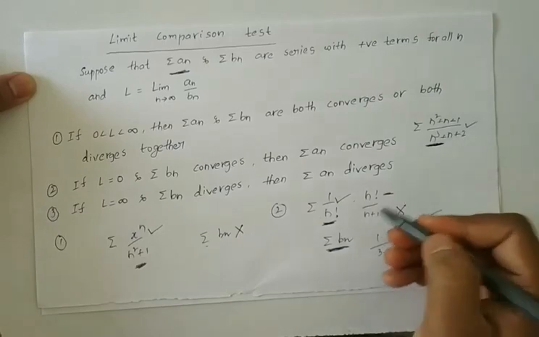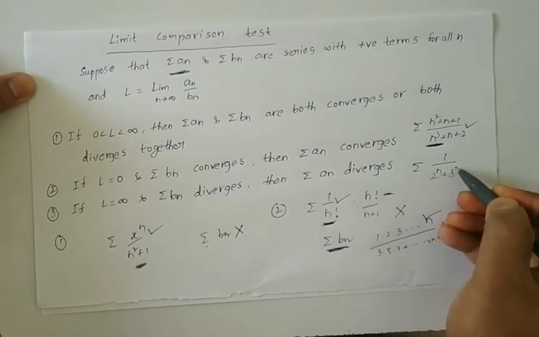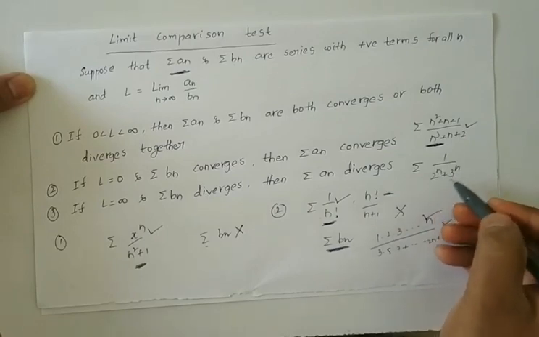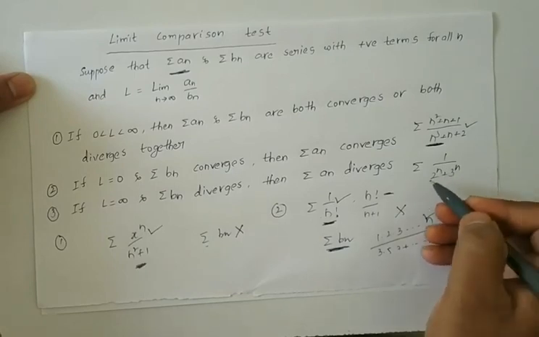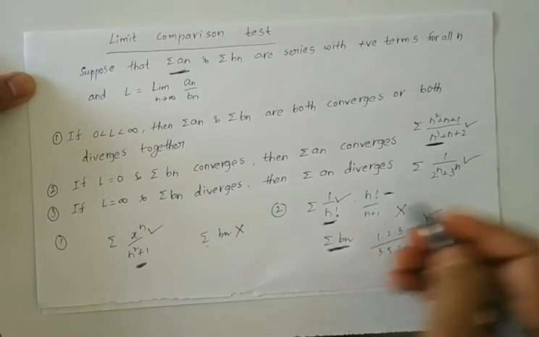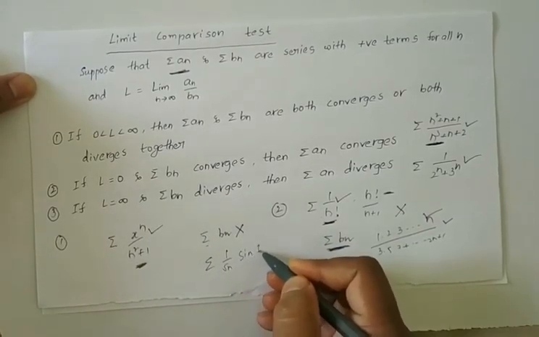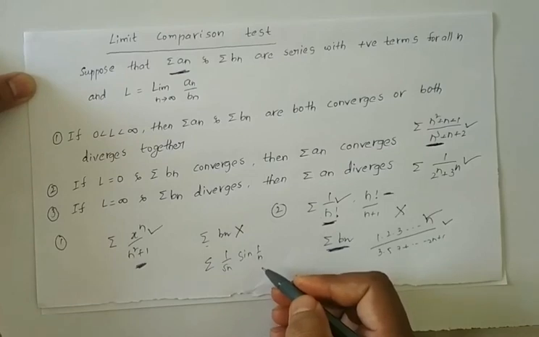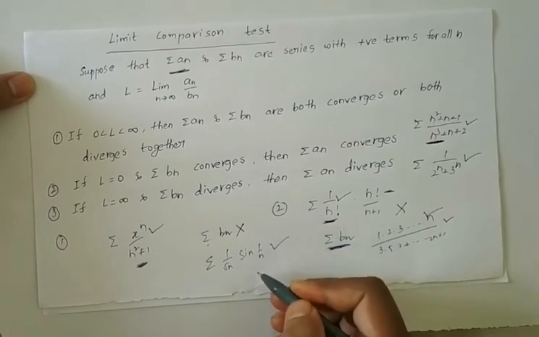Next, for example, summation 1 by 2 power n plus 3 power n. Here you see it contains finite powers of n, 2 power n, 3 power n. So this problem also you can apply the limit comparison test. For example, summation 1 by root n sin 1 by n. Like this, these types of problems you can apply the limit comparison test.